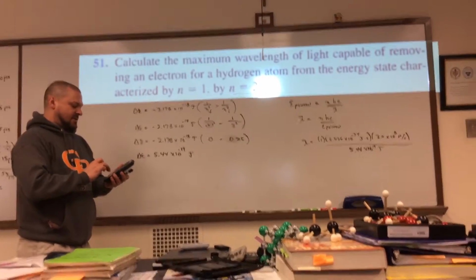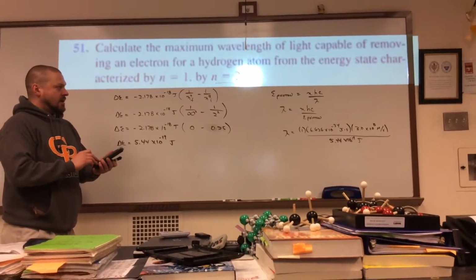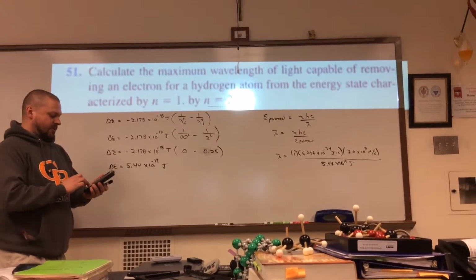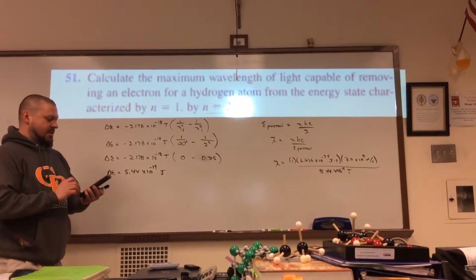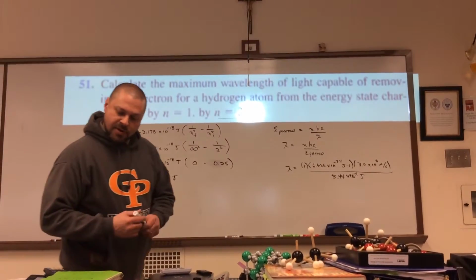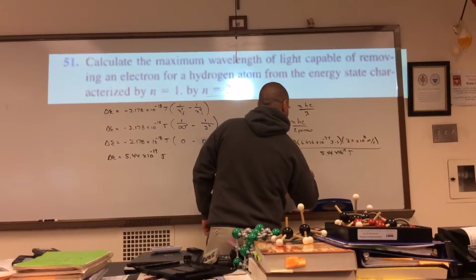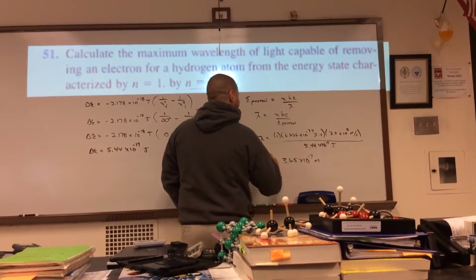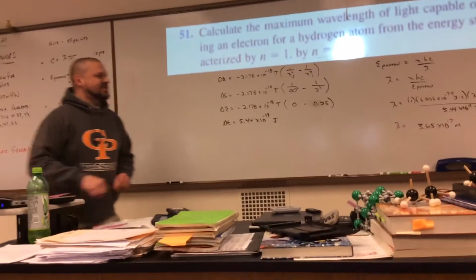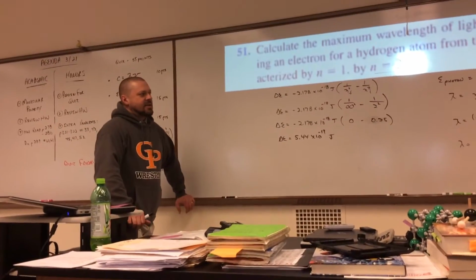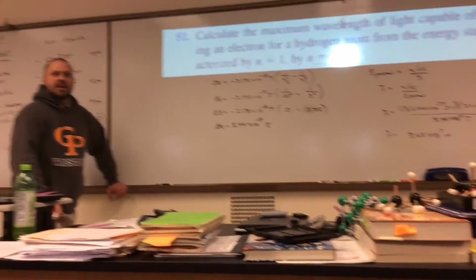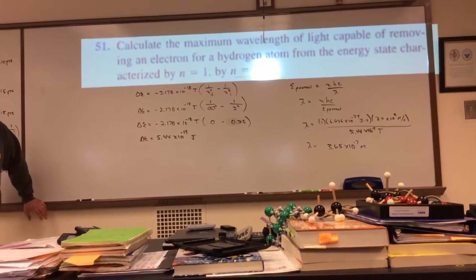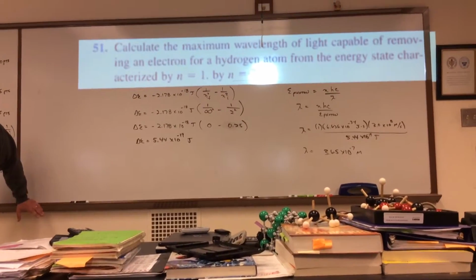So 6.626 E negative 34th, times 3 E 8th, divided by 5.44 E negative 19. And I get 3.65 times 10 to the negative 7. And that's just outside the range we can see. We can see 400 nanometers to 700 nanometers. That's just below 400 nanometers. So that's just into the ultraviolet bit.